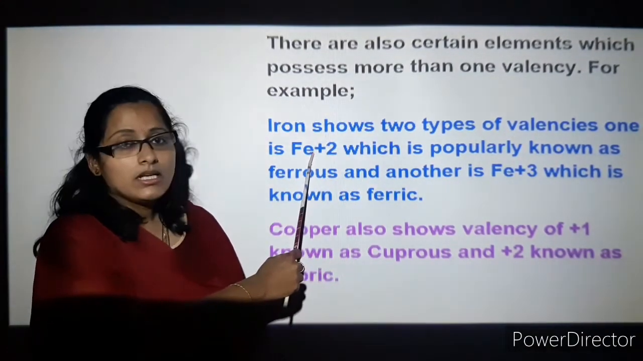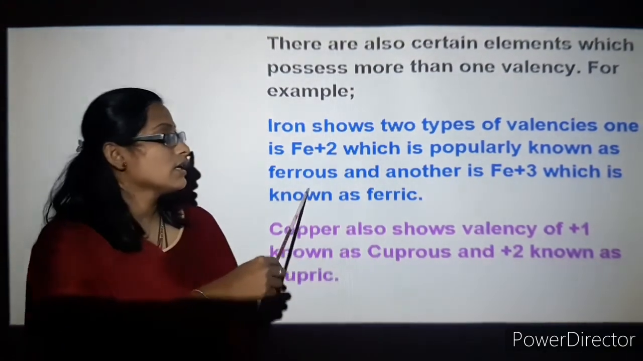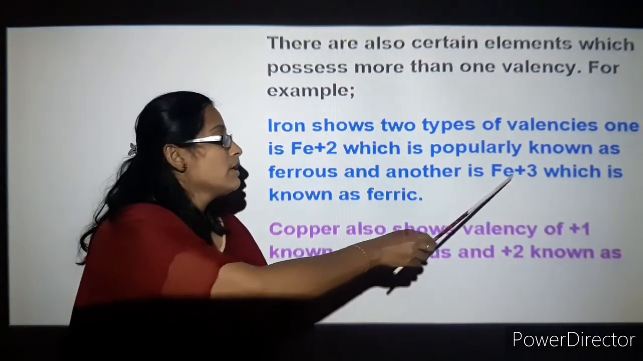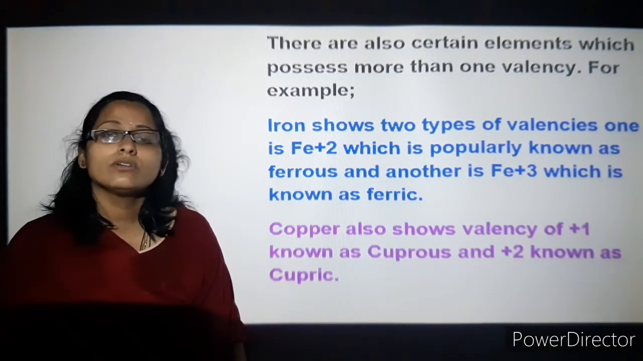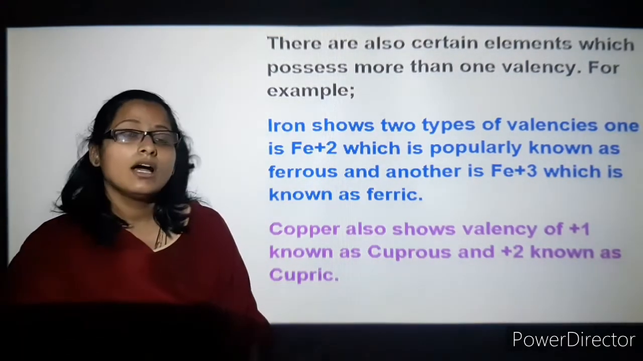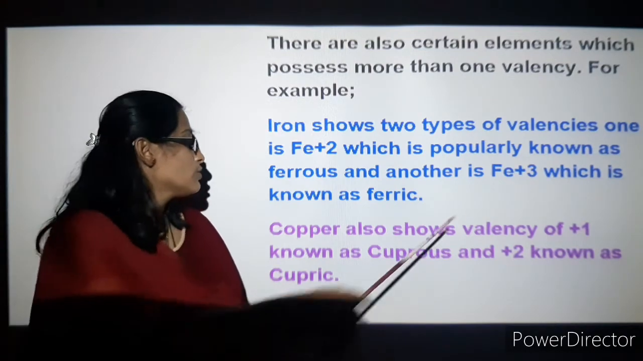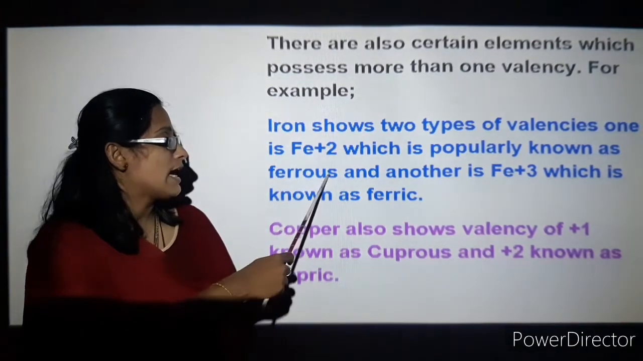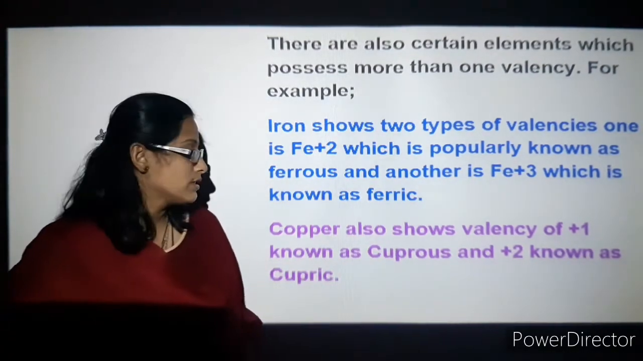So iron is a metal, so it has plus 2 as the valency, and is popularly known as ferrous. And another is Fe plus 3. So Fe plus 3 has 3 valence electrons in the outermost shell, and it is plus because it is a cation, and it is going to give its electrons, and it is electropositive in nature. This is also known as ferric. So here we can see that ferrous has 2 valence electrons, ferric has 3 valence electrons.